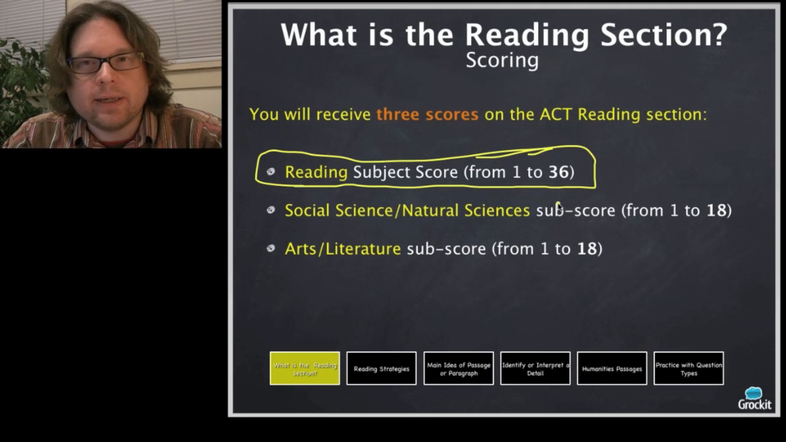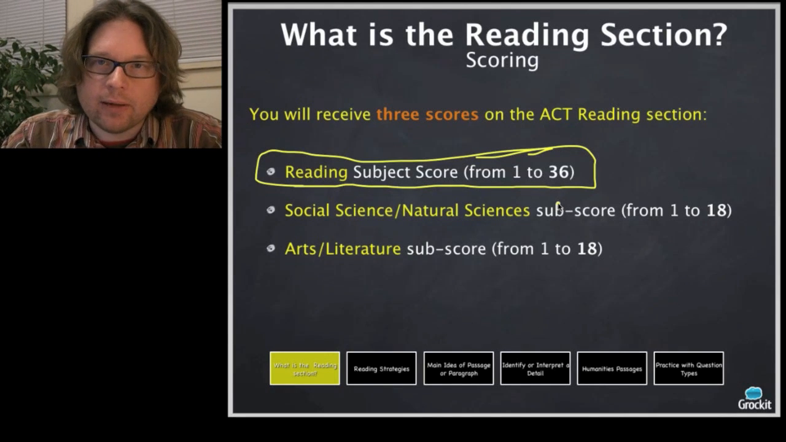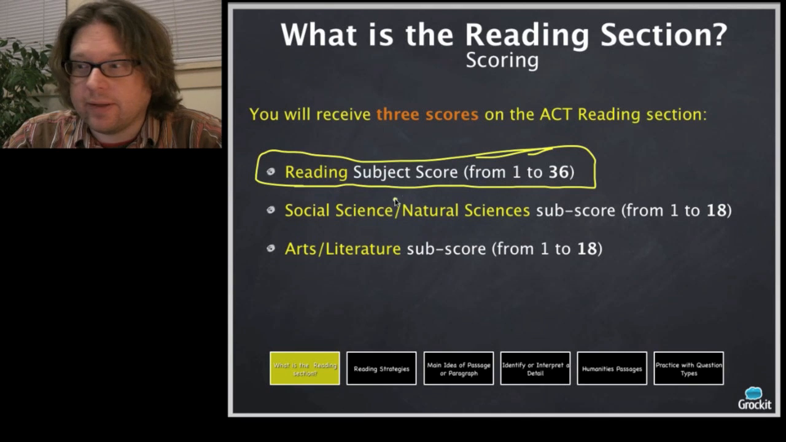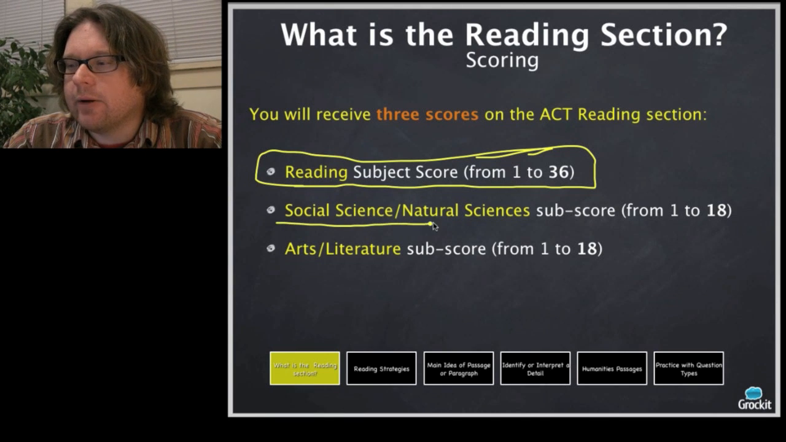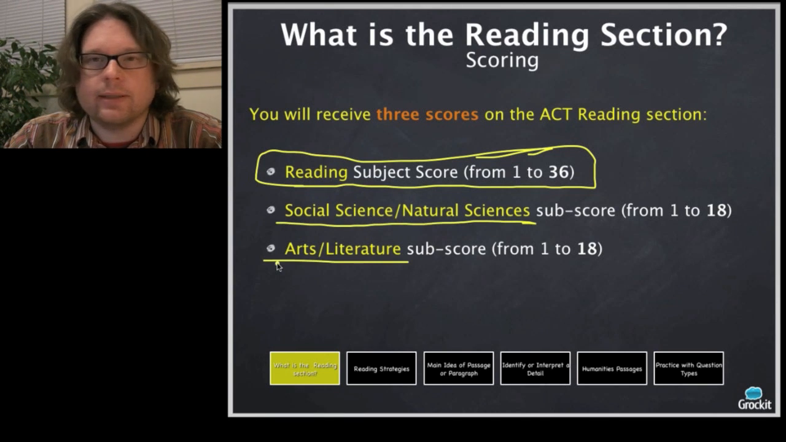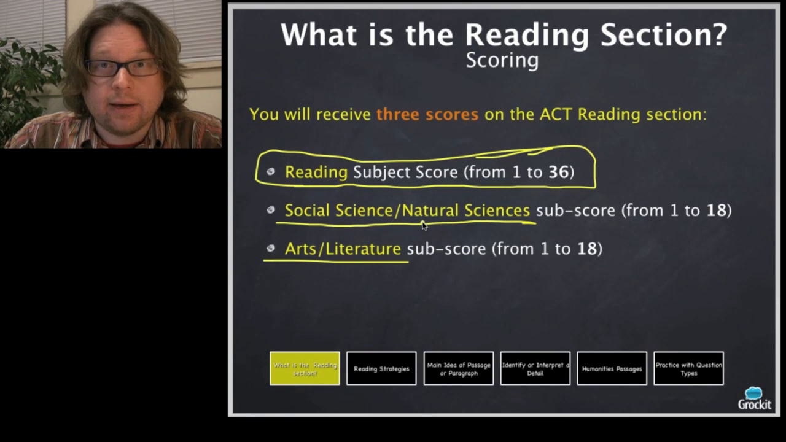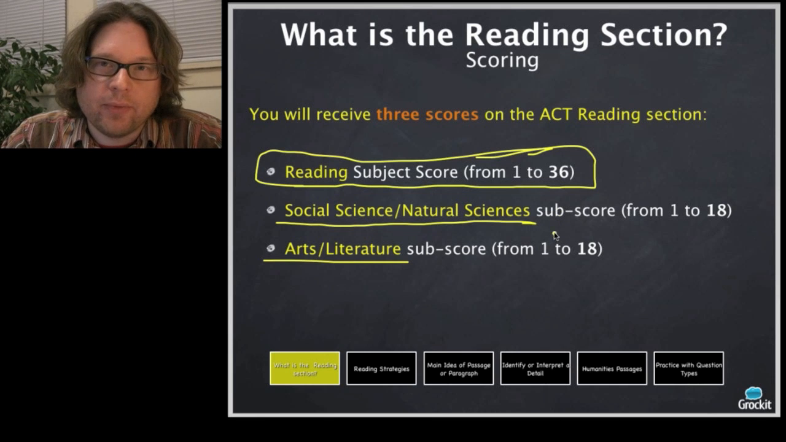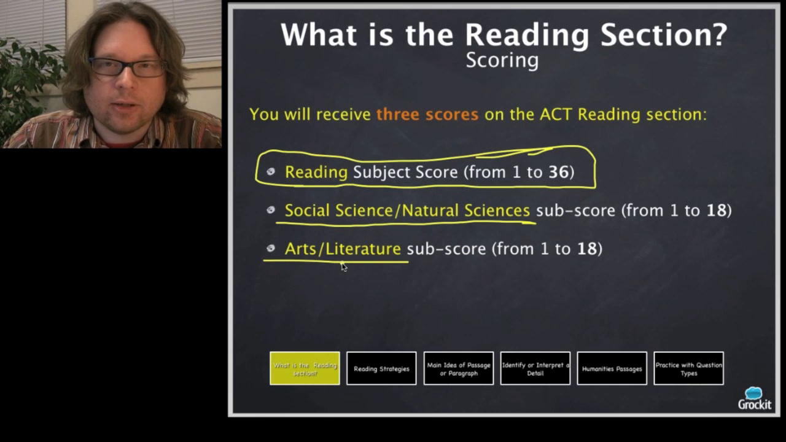If they're curious at all about what things you're good at and what things you're not, if they're worried at all about your ability to do certain types of things, they do break it down by two different groupings. So the social sciences and natural sciences, the things that have the word science in the title, give you 1 sub-score from 1 to 18, and then the arts and literature, which is of course the humanities and the prose fiction section, those also range from 1 to 18.